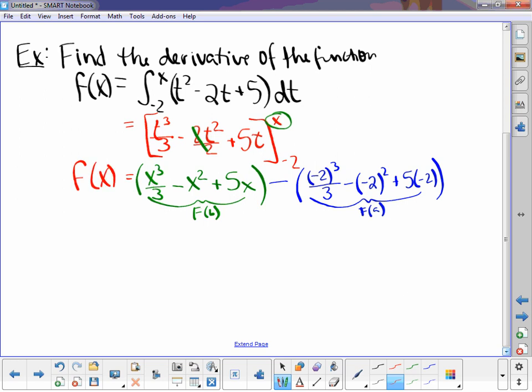So this is my function f of x, right? Whatever that simplifies down to, that's my function. But they didn't want the function. They want us to find the derivative. So let's go ahead and find the derivative. F prime of x. Okay, so what's the derivative of x cubed over 3?